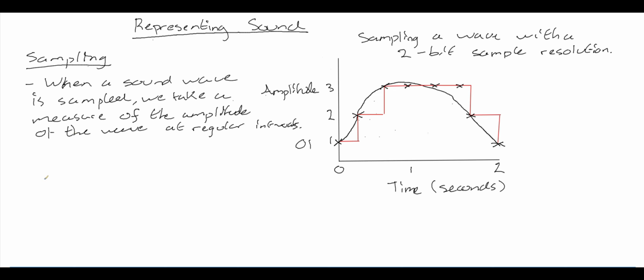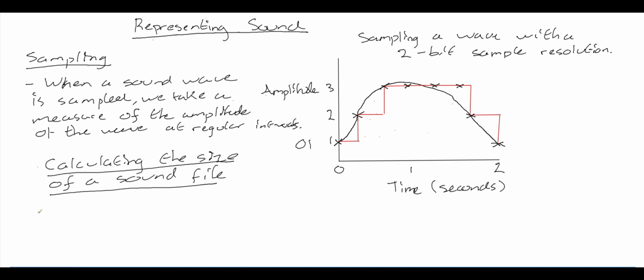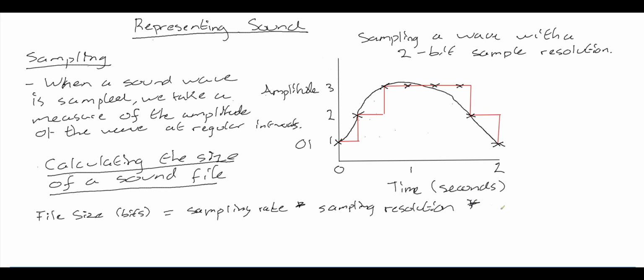The last thing you need to know about is how to calculate the size of a sampled sound file, so how to calculate how many bits it would take to represent this wave. This is the general formula. The file size in bits is given by the sampling rate multiplied by the sampling resolution multiplied by the length of the sound file in seconds. So we could roughly work it out for what this wave would be on our graph axes here. Our file size would be our sampling rate, which is 4, multiplied by our sampling resolution, which is 2, multiplied by the length of the sound file, which is 2, which gives us 16 bits.